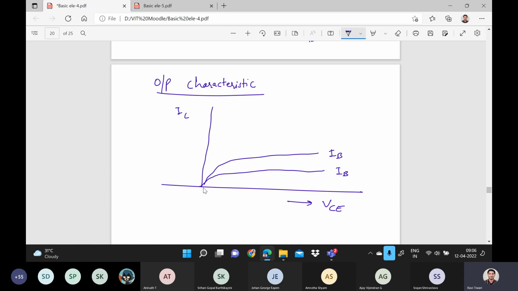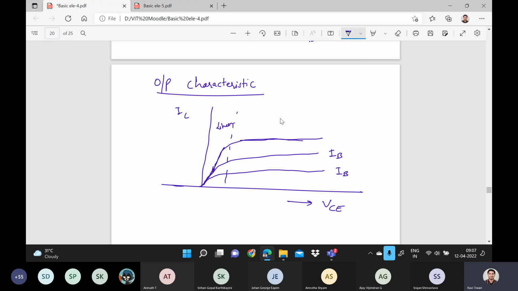So what is actually happening here? Before that, there will be no current, right? And here in this region, the current is increasing, right? The current is increasing like this. So this is the linear region or active region. In that case, IC is equal to IE sort of thing. The saturation region we will go into in detail.